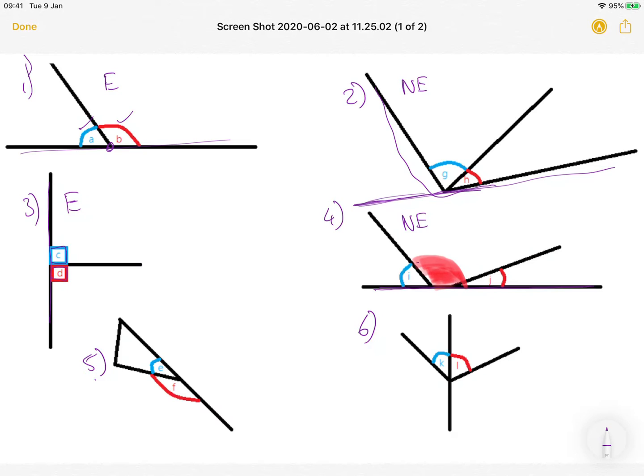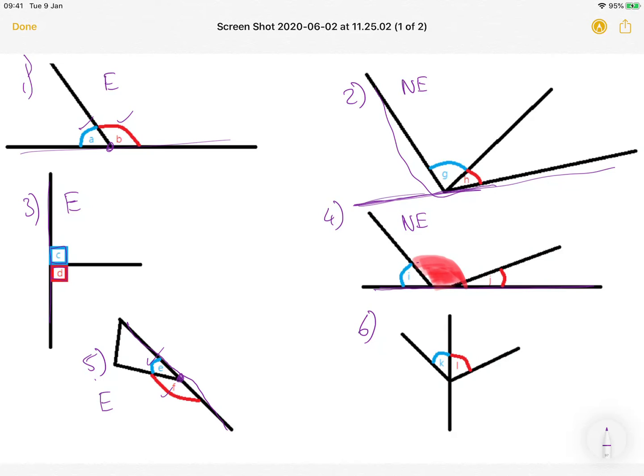Right, 5, we've got angles on this straight line here. Got a triangle next to it, which is a bit off-putting, but let's just try and stick to what we know. They're next to each other, they're on a straight line at a point, so that is an example.